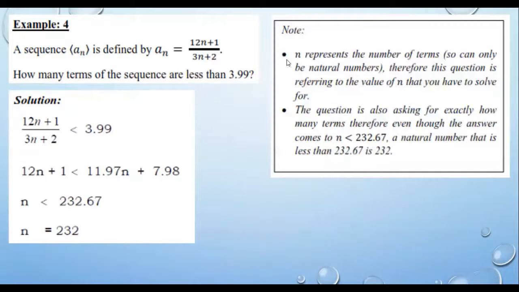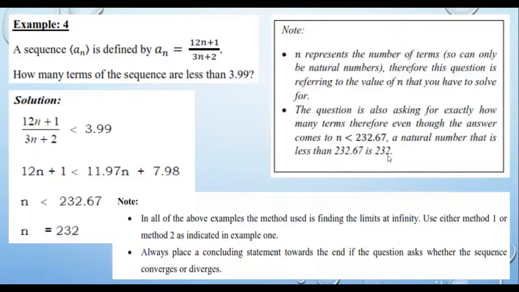See, it's given in the note. As n represents the number of terms, this question is referring to the value of n that you have to solve for. The question is also asking for exactly how many terms. Therefore, even though the answer comes to n less than 232.67, the actual number of terms is 232. In all of the above examples, the method used is finding the limits at infinity.